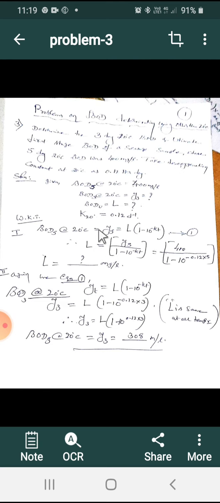Therefore L is equal to y5 divided by 1 minus 10 to the power of minus kt. We are going to use this equation and substitute the values, which are all given in the problem. Y5 is equal to 400, yes, correct. So L is equal to 400 divided by 1 minus 10 to the power of minus K times T.